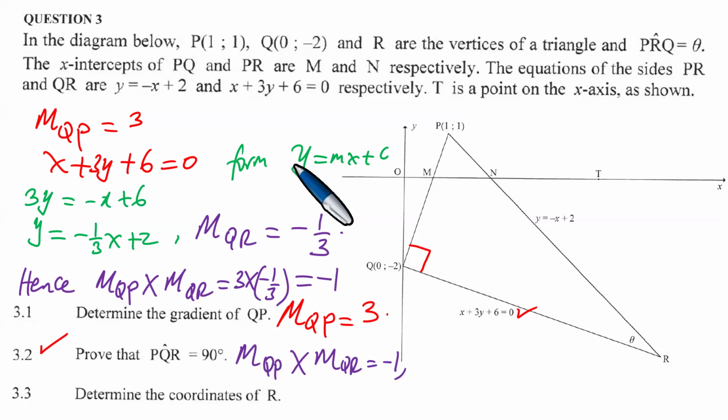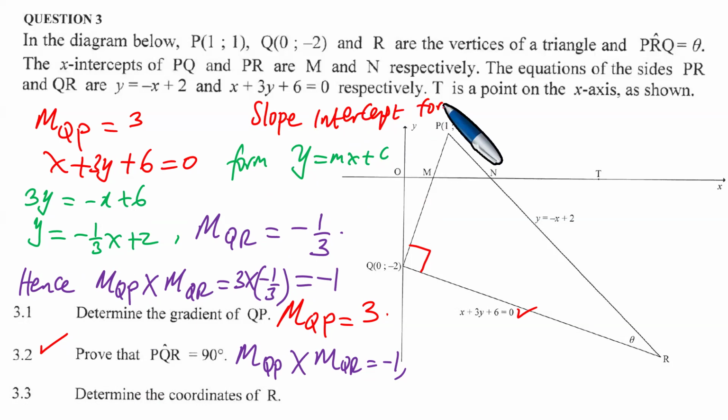Okay, right. We know the equation of a line is y equals mx plus c. And if the equation of a line is written in this form, it is in the required form y equals mx plus c. And this is called the slope-intercept form of the equation of a line.